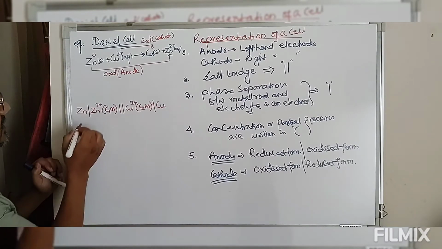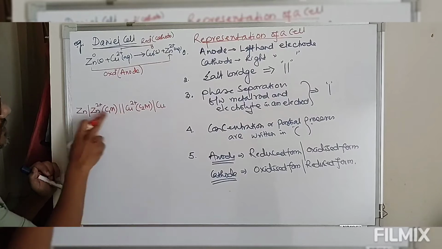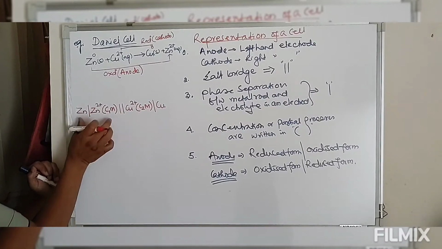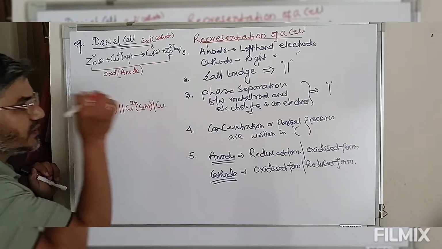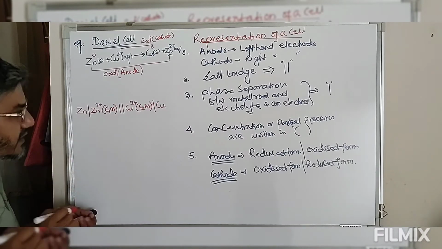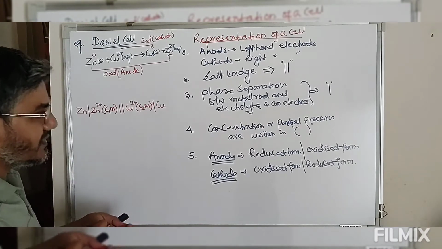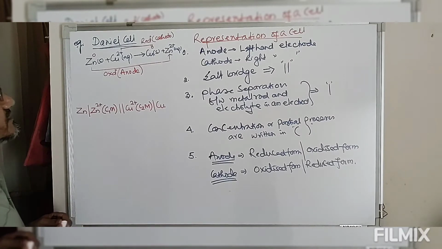So this represents a salt bridge, phase separation, left hand electrode anode, right hand electrode cathode. This is what we call a cell. Now from this cell we have to identify the individual cell reactions. Let's see how to write cell reactions.